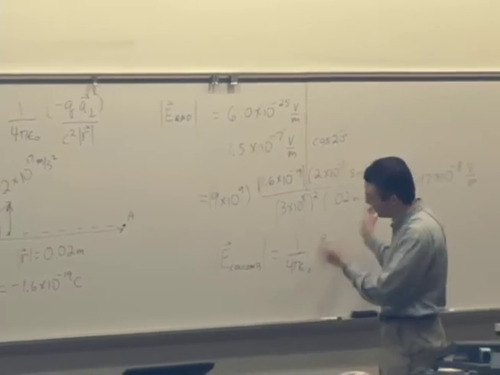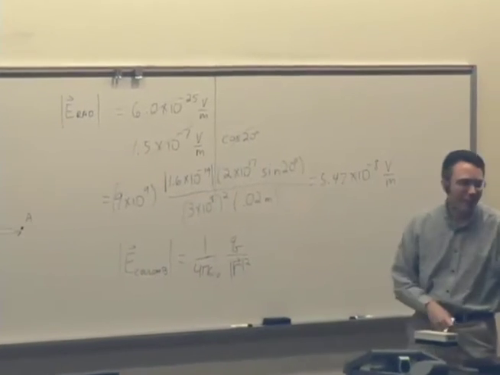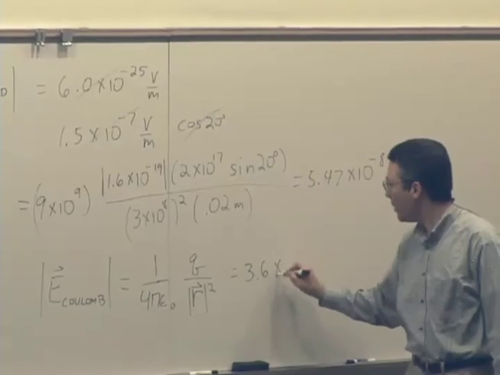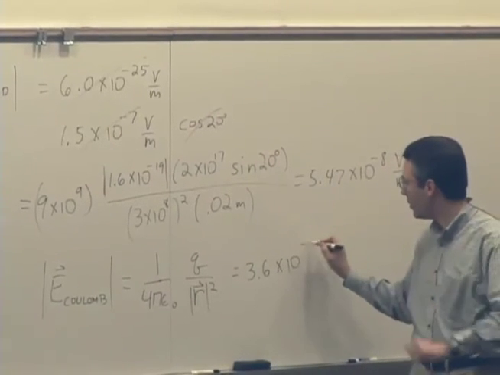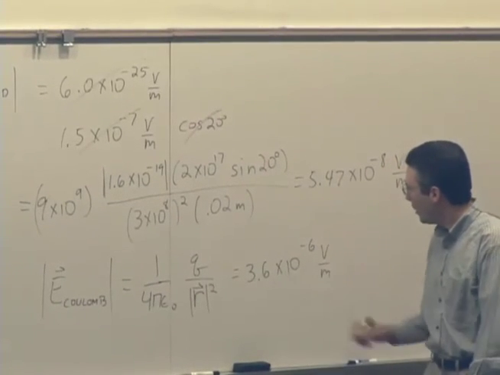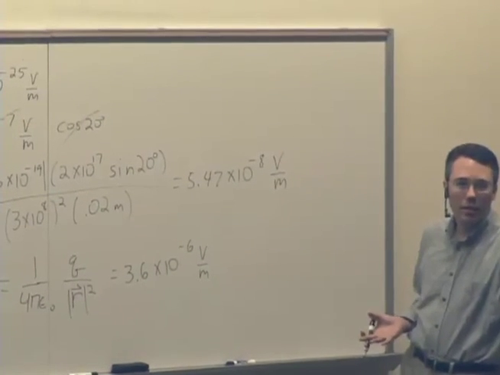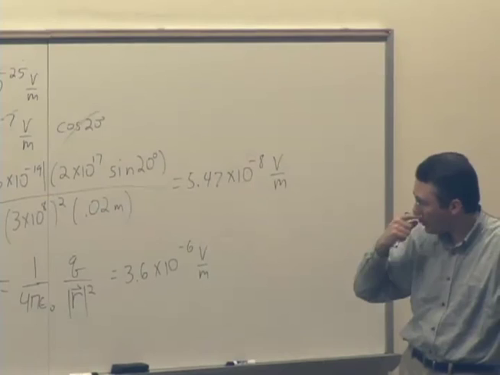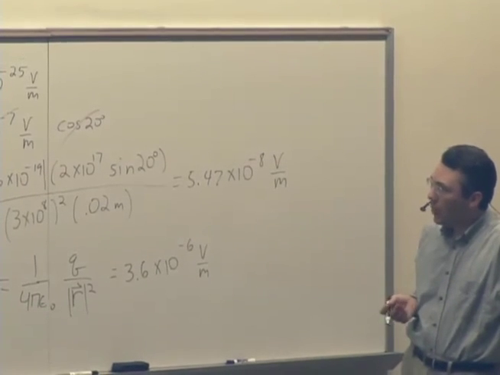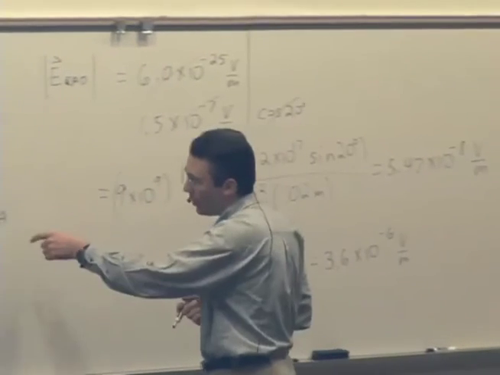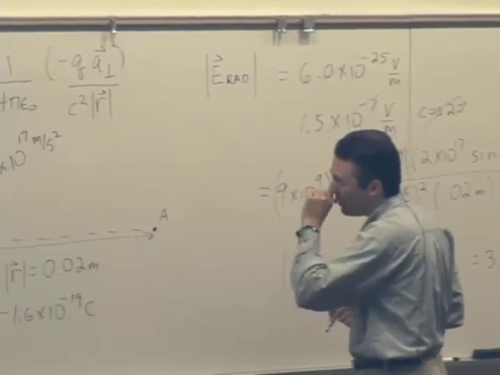And then there's R hat, but I don't just want the magnitude. So what's that? 3.6 times 10 to the negative 6. So which one's going to dominate? The Coulomb field. This is 100 times bigger. So at this particular distance, the radiative field, even with this high acceleration, is not going to make that big of a difference.